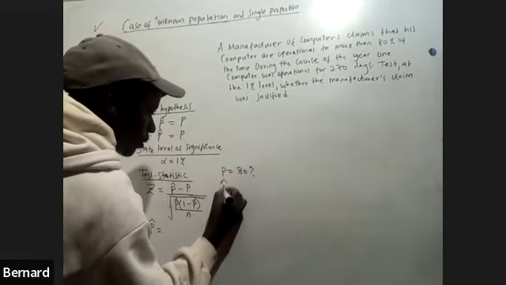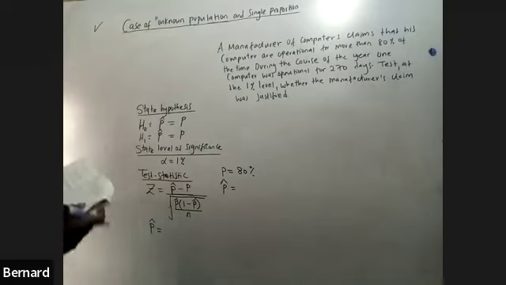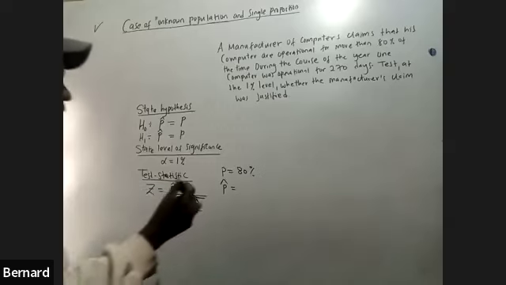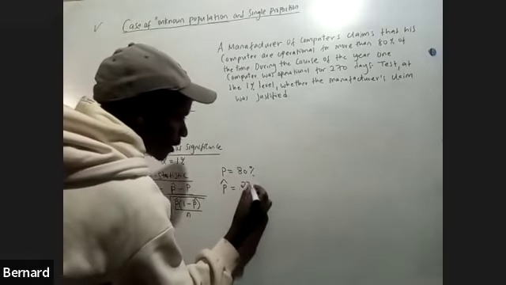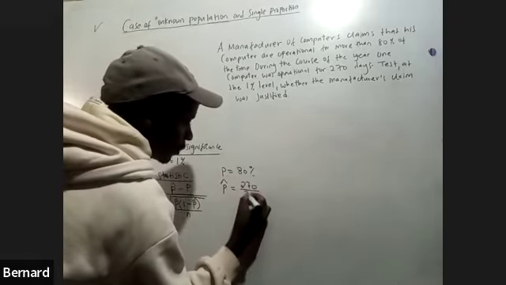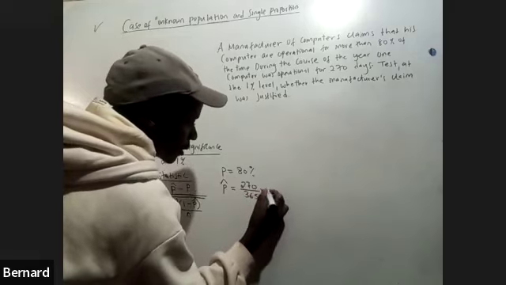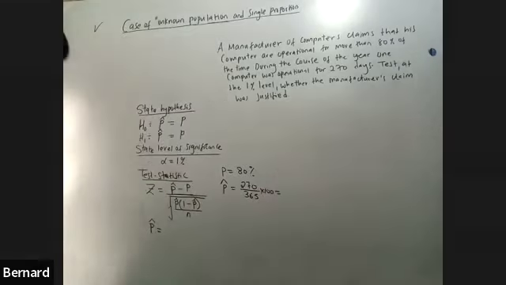What about the sample proportion? During the course of the year, the computer was operational for only 270 days. But how many days are in a year? 365 times 100. So what will be our sample proportion?